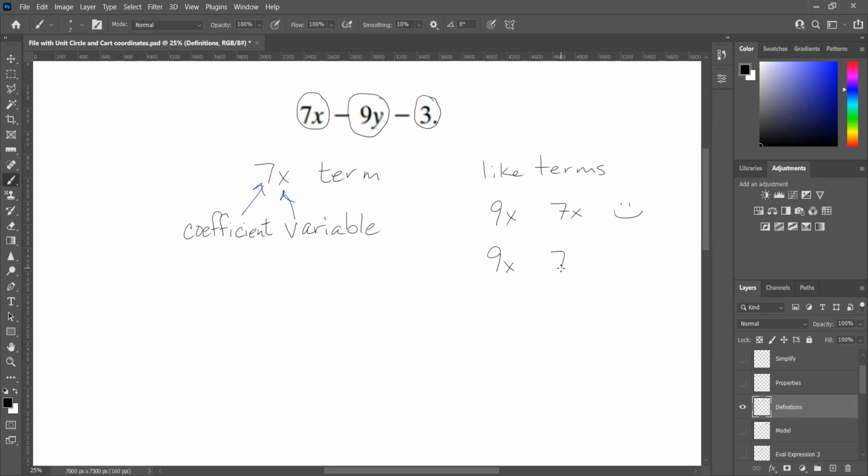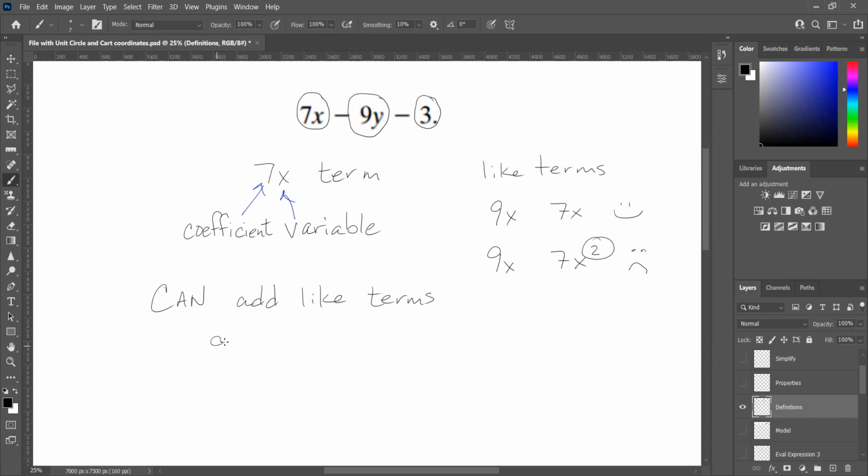9x and 7x squared are not like terms because the x is squared. That makes the difference. Now, we can add like terms. And the way we do that is we just add their coefficients.